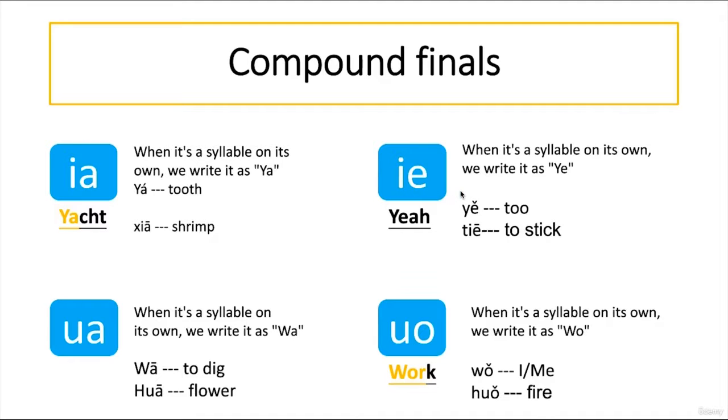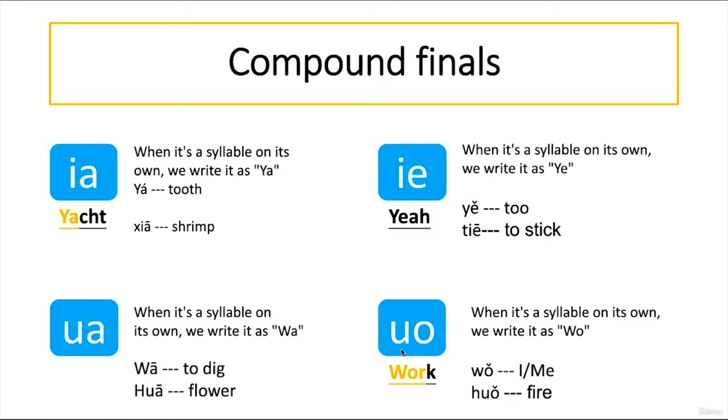For example, 也 means to. 贴 means to stick. 哇. When it's a syllable on its own, we write it as WA, not UA. For example, 挖 means to dig. 花 means flower.